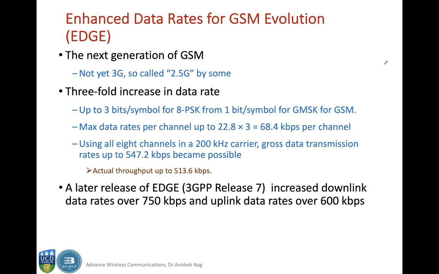So there is a threefold increase in the data rate, and the maximum data rate per channel would be 22.8 times 3, that is 68.4 kbps per channel. Using all 8 channels in a 200 kilohertz carrier, the gross data transmission rate would be 547.2 kbps, and this is the maximum. Actual throughput could still be up to 513.6. A later release of Edge, called 3GPP release 7, increased downlink data rates over 750 kbps and uplink data rates over 600 kbps.